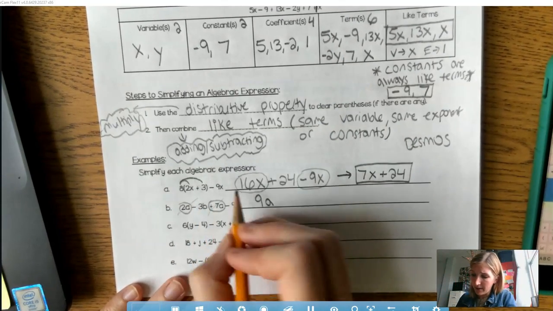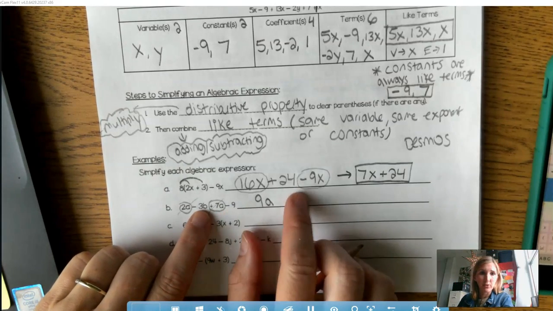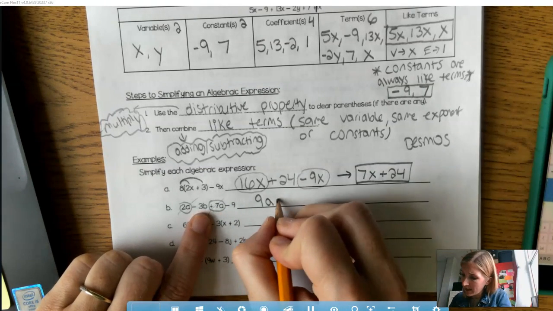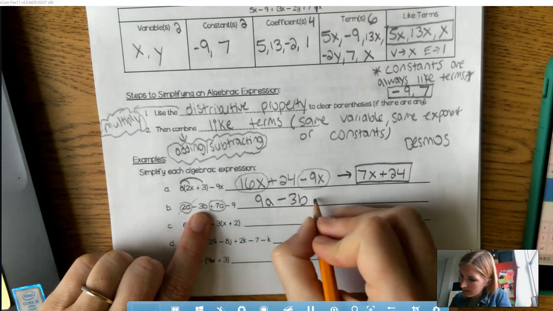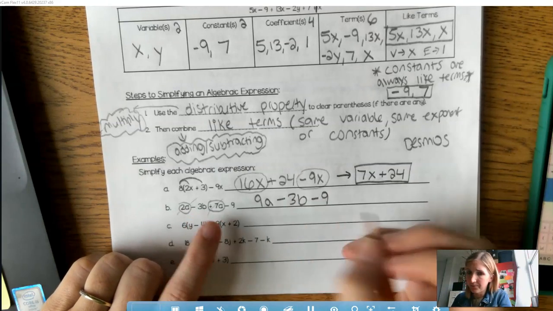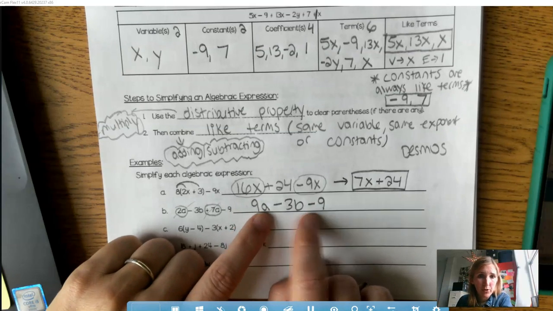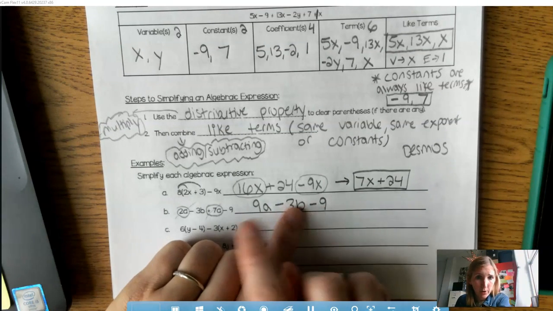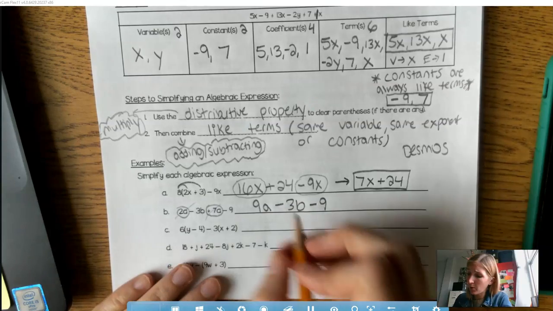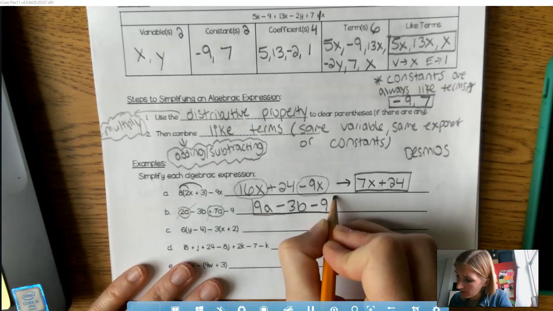All right, now that I've combined those, just go ahead and add these next two terms next to it. So 9a minus 3b minus 9. That's as simple as I can get because I don't have any more like terms. There are no other a terms, there are no other b terms, and there are no other constants. So this is my final answer.